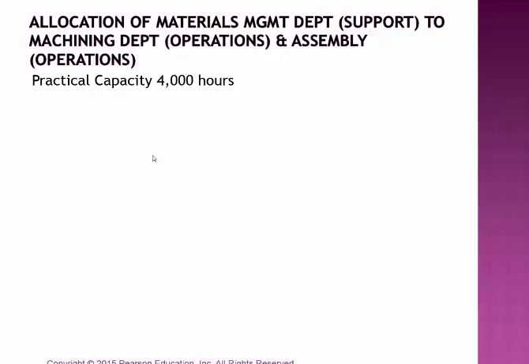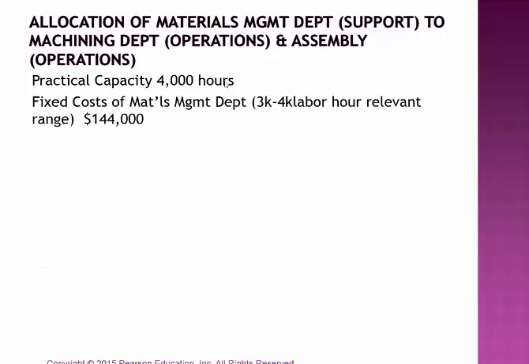So let's take a look at the example that's in the text. And this is the 15th edition textbook. Practical capacity. This particular support department, which we are looking at, is the materials management department. They are a support department, and they supply materials to the machining department and to the assembly department. These two are operations departments. The practical capacity of the materials management department is 4,000 hours for the period. They expect their fixed cost for the period to be $144,000. And that $144,000 is the fixed cost at a relevant range of 3,000 to 4,000 labor hours.